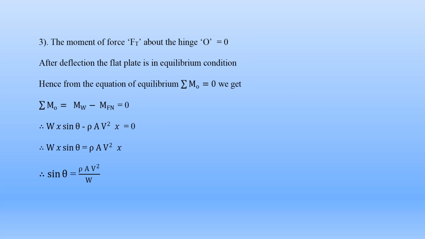By using this equation, we can find out this angle theta. Theta is called the deflected angle, the angle of deflection of the hinged vertical metal plate. So this is the impact of water jet on the hinged vertical flat metal plate. Dear students, if anybody has any doubt about this derivation of sin theta in this hinged vertical flat metal plate, please discuss with me.